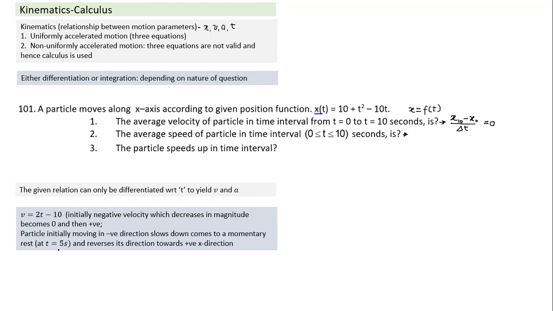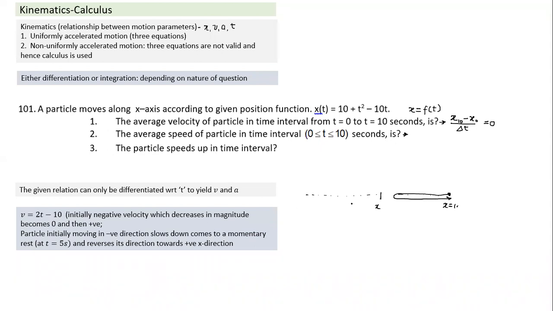At what time does it come to momentary rest? When velocity becomes 0, t is equal to 5 seconds. It comes to momentary rest, reverses direction and again starts moving in the x direction. So if I have to visualize this motion, it is something like this. At t equal to 0, where is it? At t equal to 0, x is equal to 10. So this is where it is. But initially it moves something like this. I don't know at which point it reverses direction. That's the nature of motion, and at t seconds it comes back here.